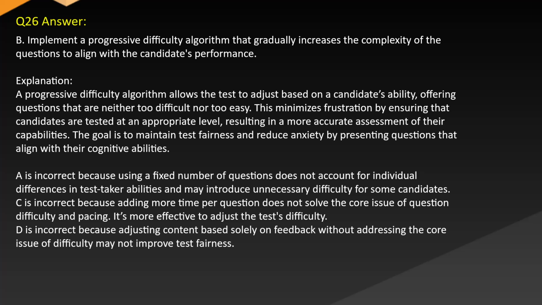A is incorrect because using a fixed number of questions does not account for individual differences in test taker abilities and may introduce unnecessary difficulty for some candidates. C is incorrect because adding more time per question does not solve the core issue of question difficulty and pacing. It's more effective to adjust the difficulty. D is incorrect because adjusting content based solely on feedback without addressing the core issue of difficulty may not improve test fairness.